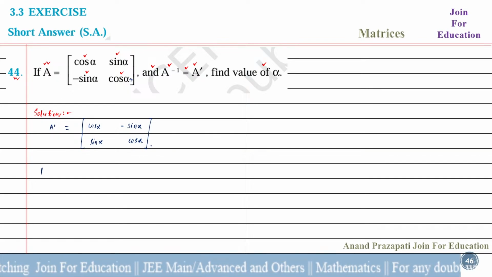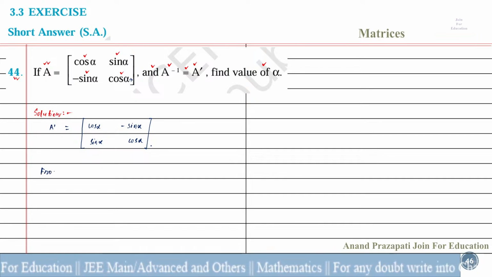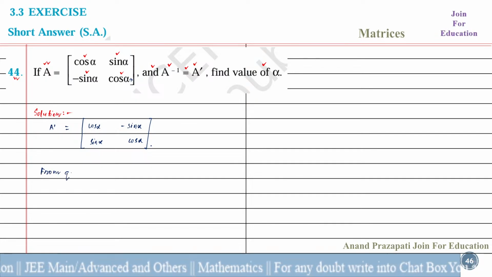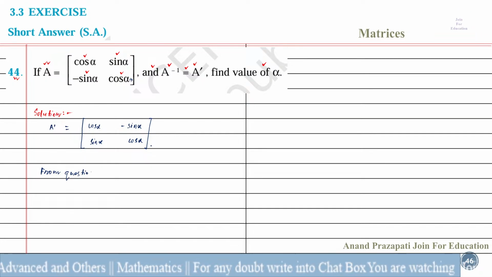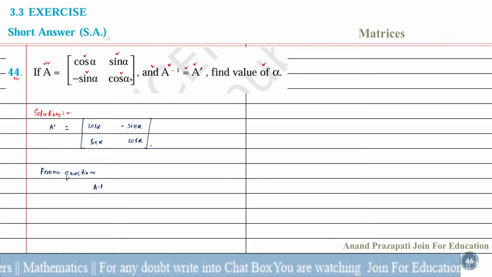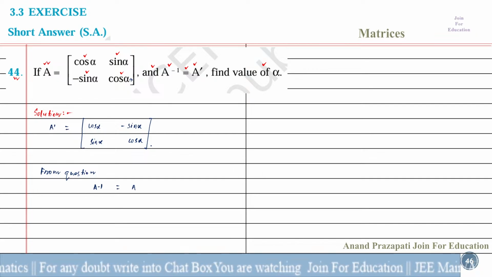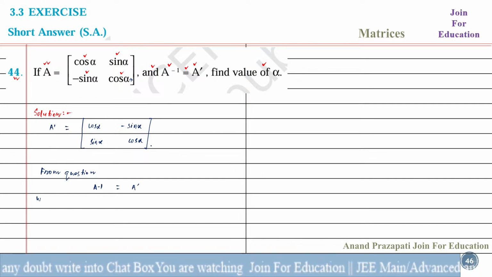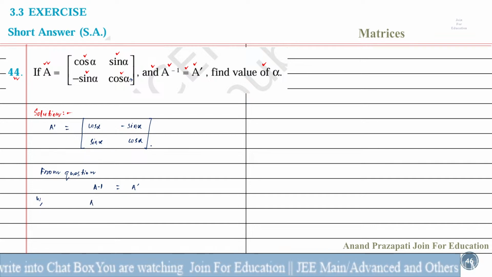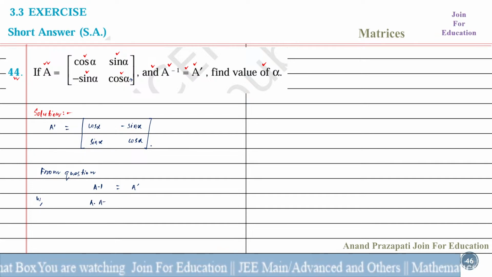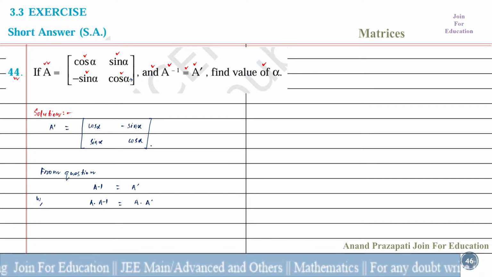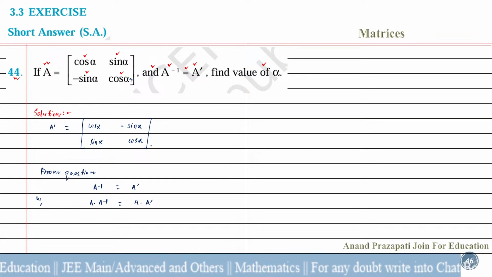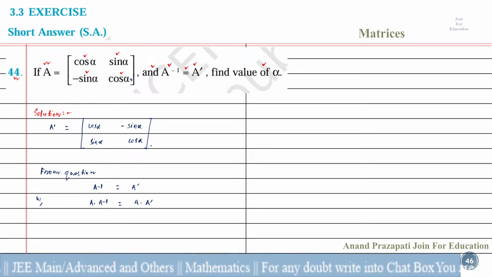From the question, it is given inverse of matrix A equal to transpose of matrix A. Now multiplying both sides by A, then we get here A into inverse of A equal to A into transpose of A. Hope that there is no problem to understand up to this step.